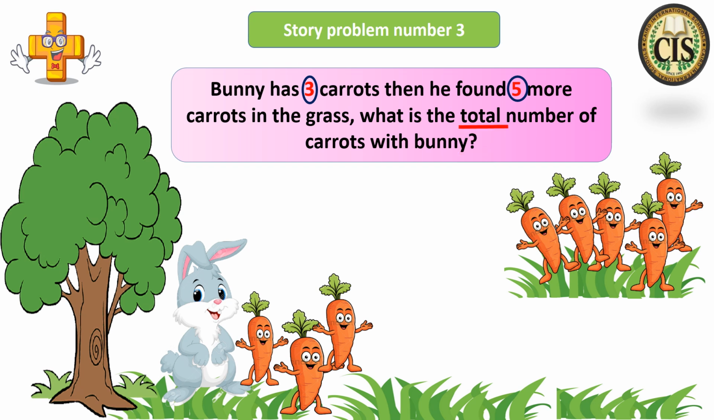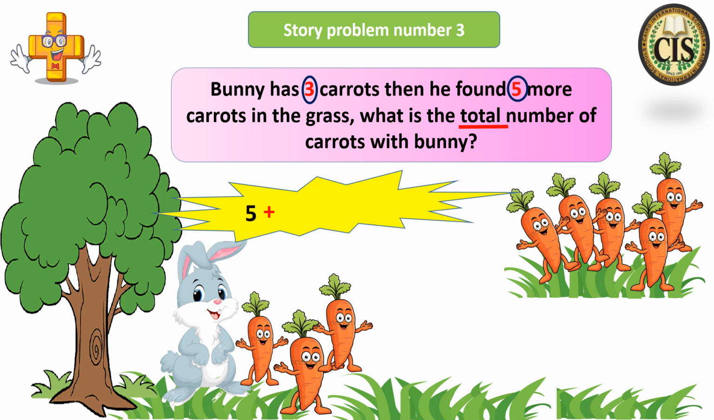Do you remember? Sum, total, in all. So total is an addition keyword. So we have to write the plus sign. Then we will write 3 plus 5 equals. Put the bigger number in my mind and the smaller number on my fingers. The bigger number here is 5. So 5 in my mind and 3 on my fingers. And start counting after 5, 6, 7, 8. So we will write 8 carrots. Don't forget to write carrots.